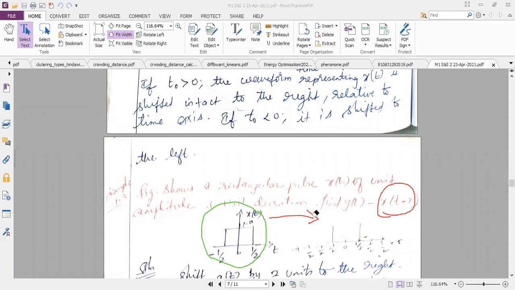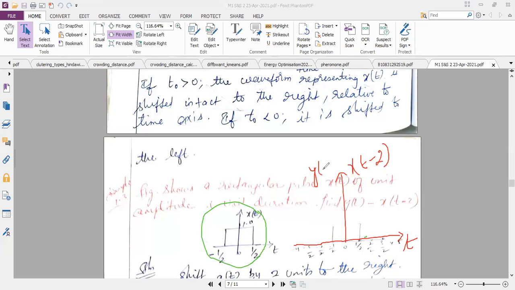Okay. So let me draw the answer. Let me draw the output. So already I have done the scalings here. See here, I have taken the x-axis. It is a continuous time signal. So it is t, and on the y-axis I have x of t minus 2. I am drawing the output for x of t minus 2, which is nothing but y of t.